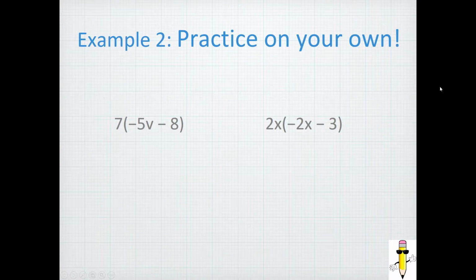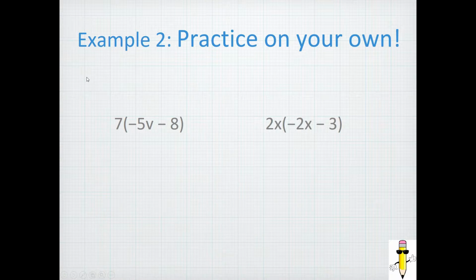So let's take a look at example 2. I want you guys to see if you can do this on your own. Remember, we're taking the terms on the outside, and we're going to apply them to everything on the inside. So pause the video and see if you can do it on your own. Please do it in pencil in case you have to correct. And we'll go ahead and take a look at the first one.